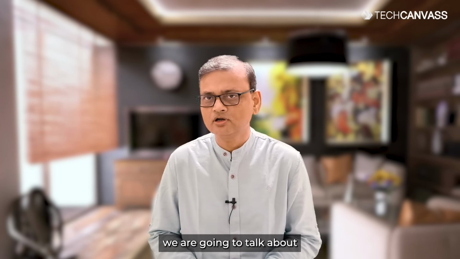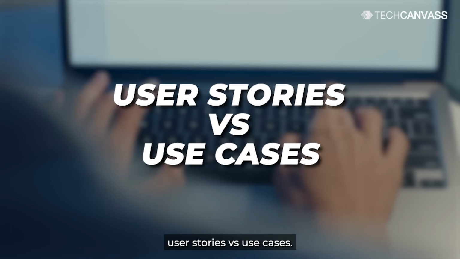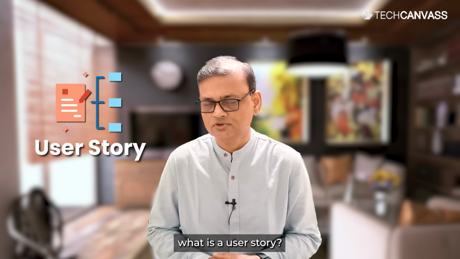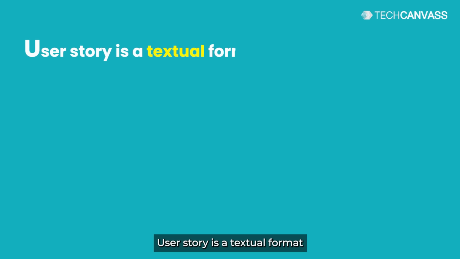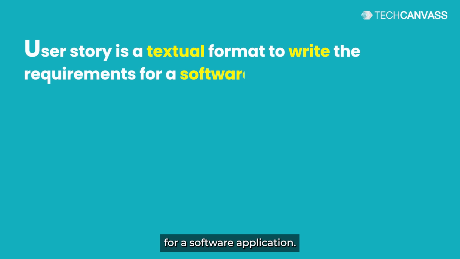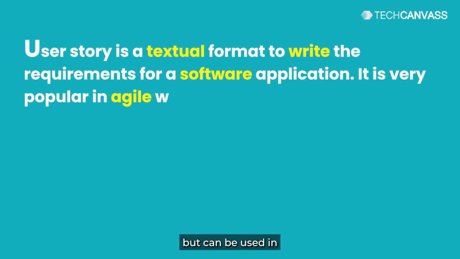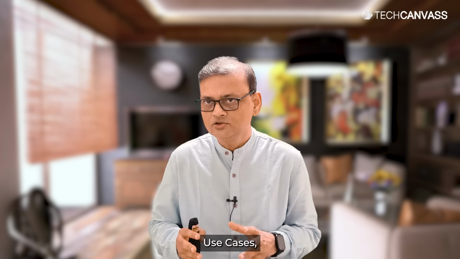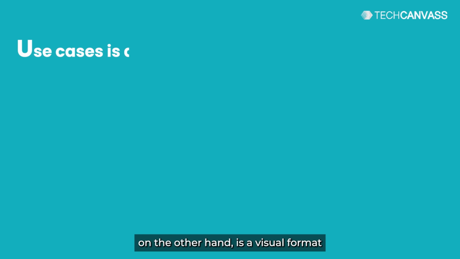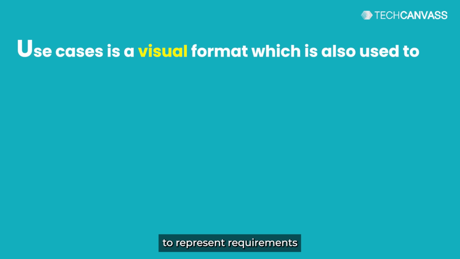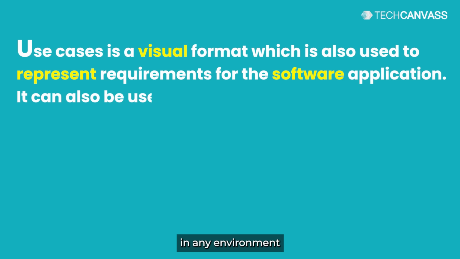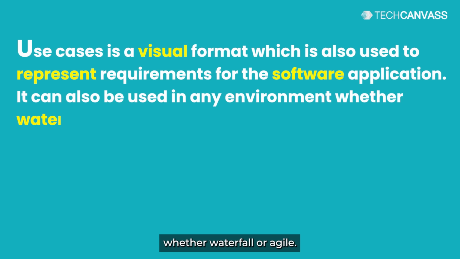Today's video, we are going to talk about user stories versus use cases. This is going to be a brief video. Let's start with understanding what is a user story. A user story is a textual format to write the requirements for a software application. It's very popular in the agile world, but can be used in any other environment like waterfall as well. Use cases, on the other hand, are a visual format, which is also used to represent requirements for a software application. It can also be used in any environment, whether waterfall or agile.